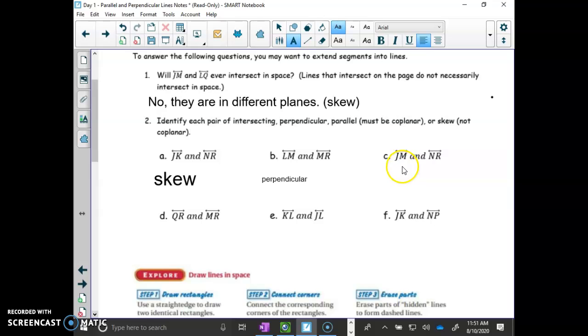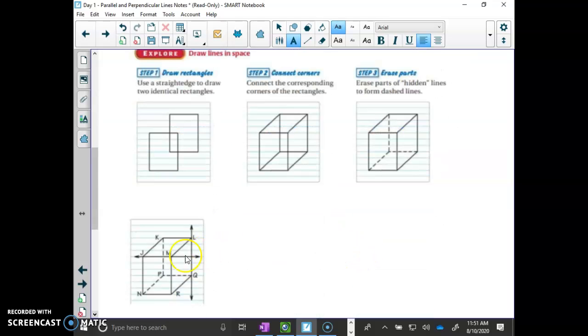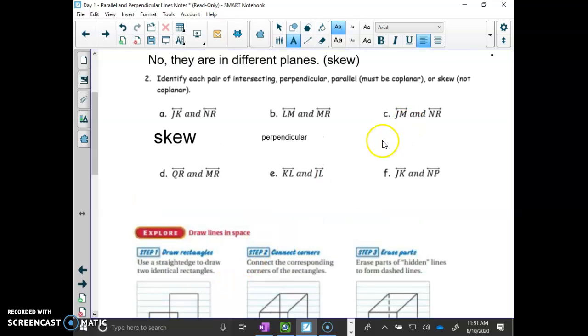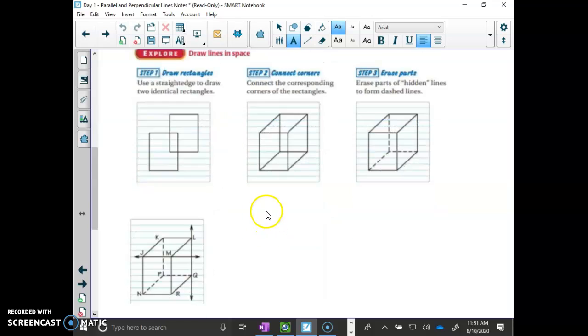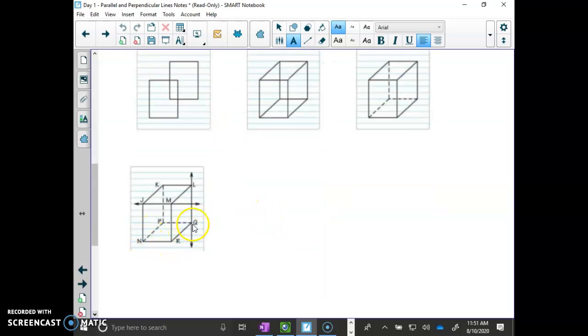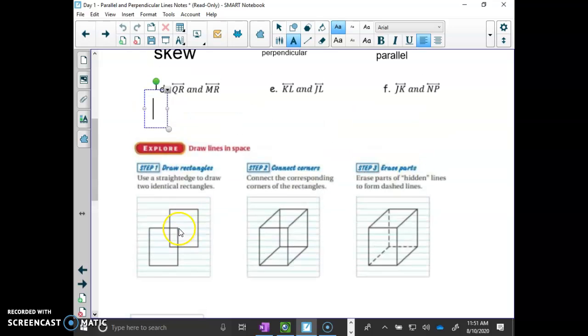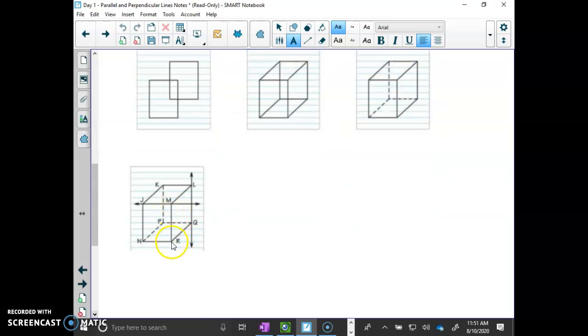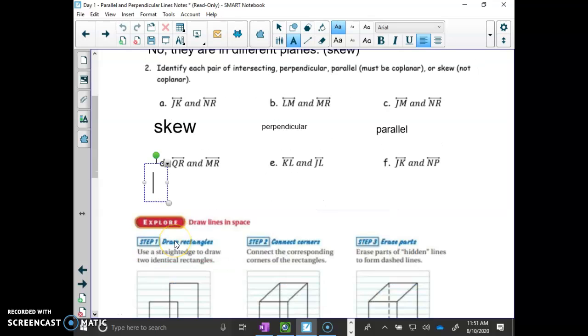All right, JM with NR, JM and NR. They're on the same plane, it looks like. So, parallel. They're on the same plane and they don't intersect. QR and MR. QR, MR, they do intersect, and they intersect at right angles, so we're going to call them perpendicular.